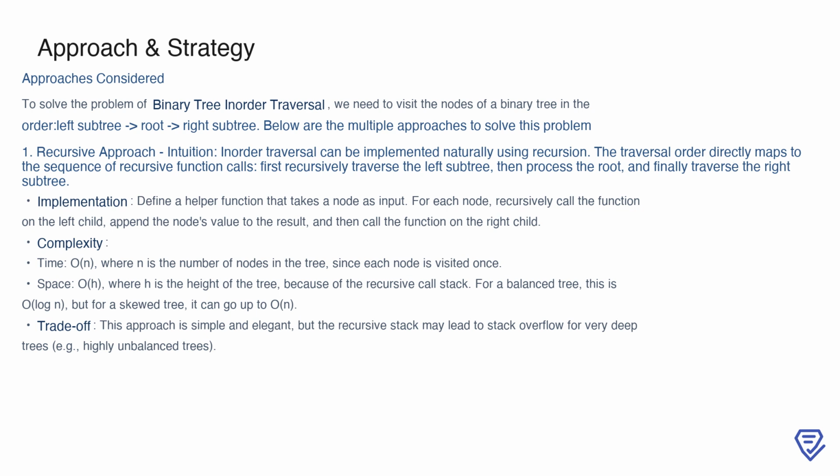This method is simple and elegant, with a time complexity of O(n), because every node is visited once, and a space complexity of O(h), where h is the height of the tree. For balanced trees, this space complexity is O(log n), but for skewed trees, it can reach O(n). While the recursive approach is natural and easy to implement, its reliance on the call stack can lead to stack overflow for trees with significant depth, such as highly unbalanced trees.